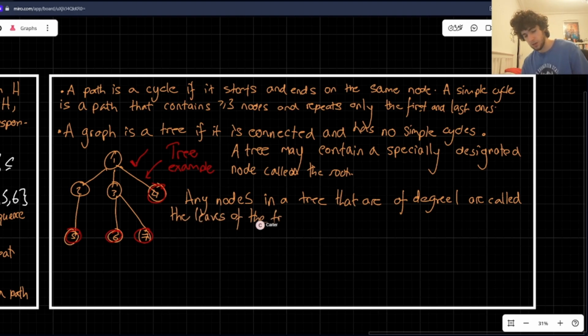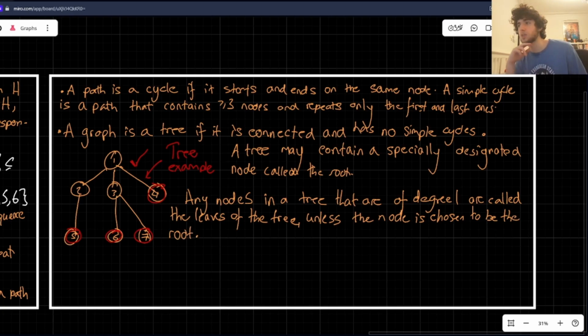The only exception is the root. So if one of 4, 5, 6, or 7 was the root, then it wouldn't be a leaf of the tree, unless the node is chosen to be the root. These are just rules that we have. So any nodes in a tree that are of degree 1 are called the leaves of the tree, unless one of those nodes is your root. So if 4 is the root, then it wouldn't be a leaf of the tree. If it wasn't the root, then it would be a leaf. So that's the exception to the rule.